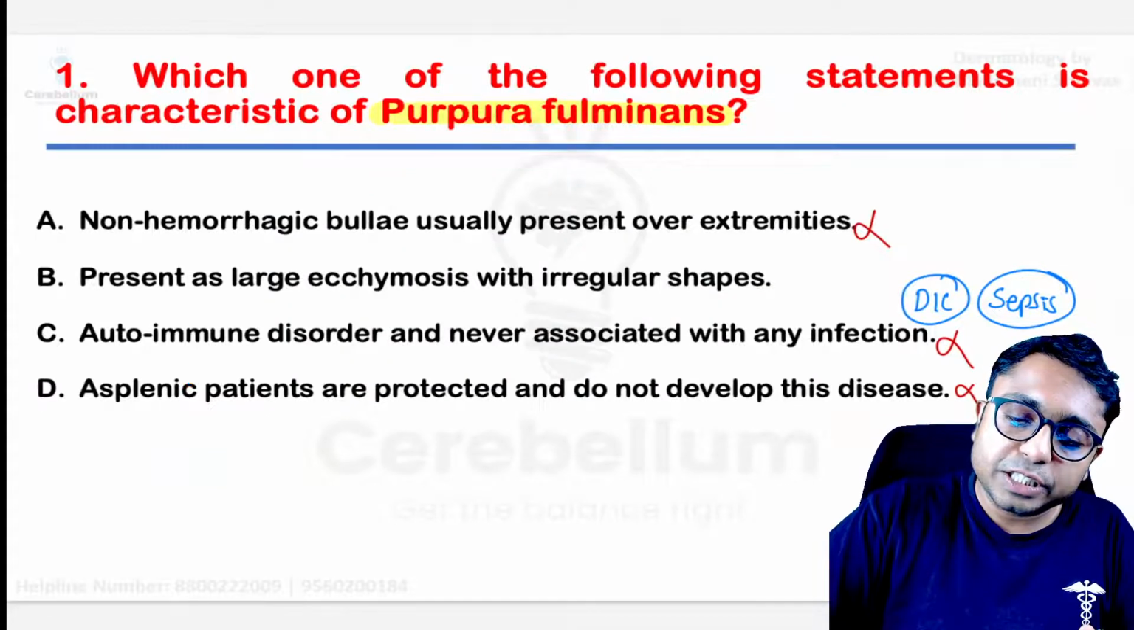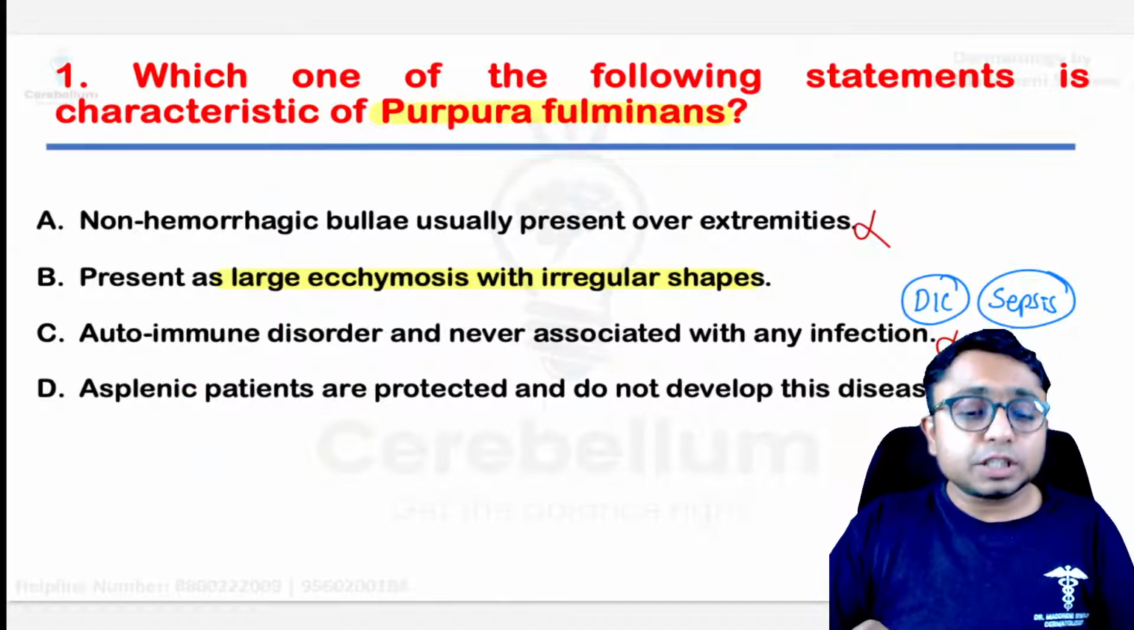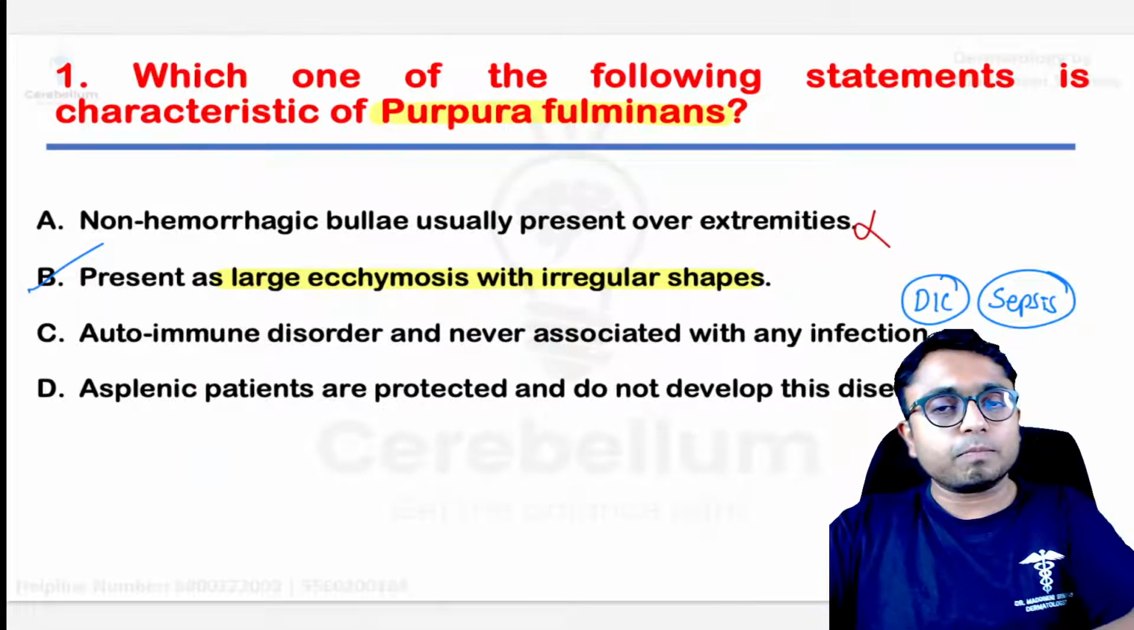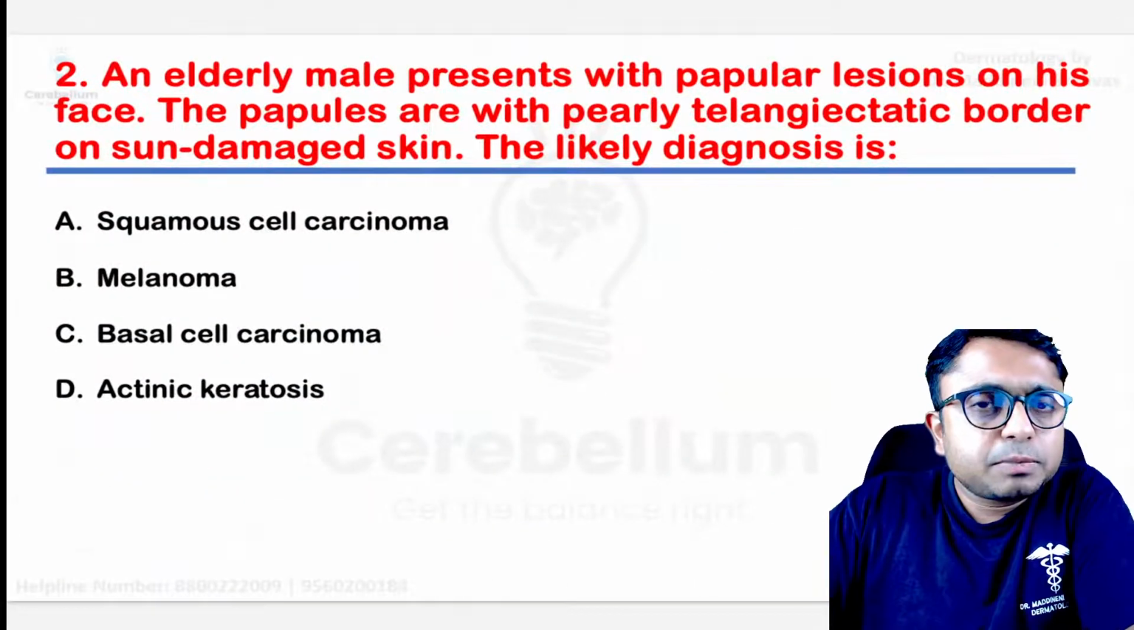So what is the correct statement here? It presents as large ecchymosis with irregular shapes. That is the correct statement for this MCQ. Okay, I hope it is clear for all of you. Right. This is the next MCQ.